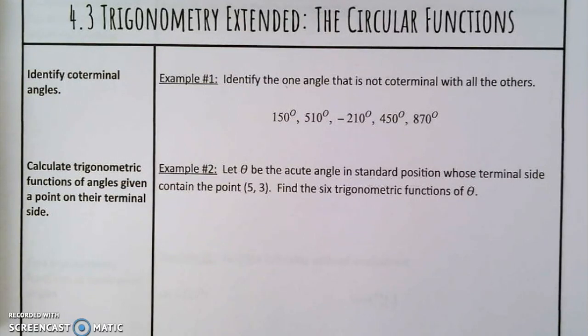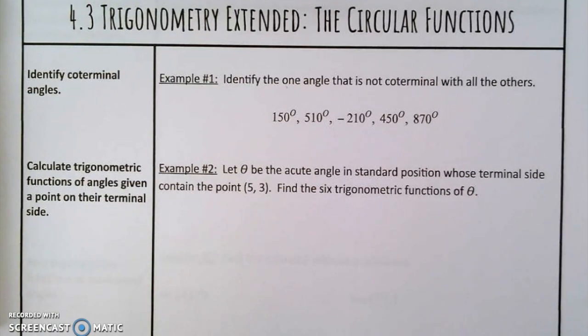All right, next section is 4.3. We're looking at trigonometry extended, the circular functions. And the first thing that we're looking at is coterminal angles. Coterminal angles are angles that end at the same ray.